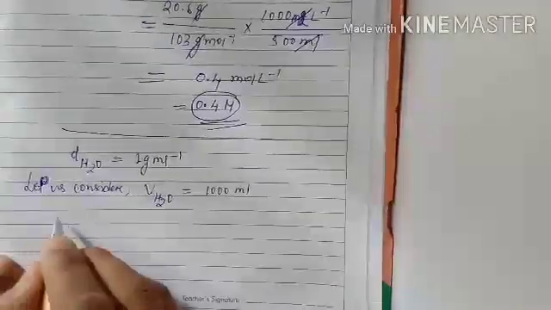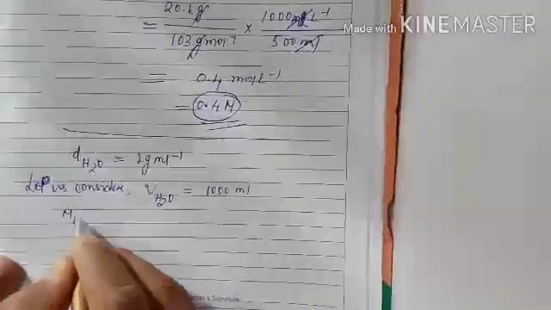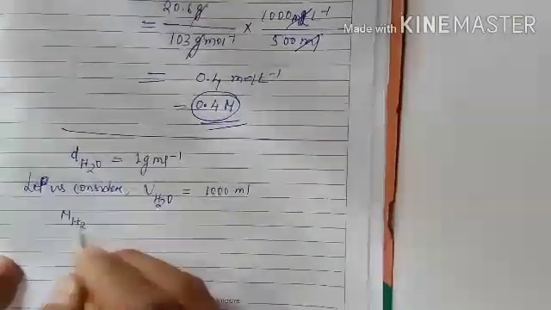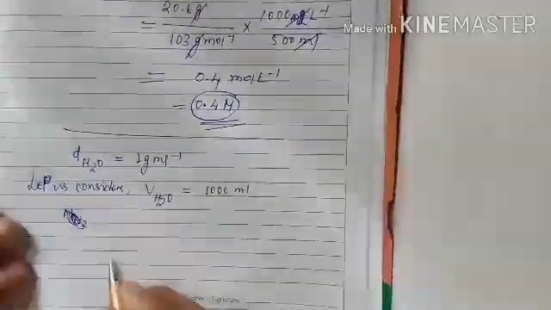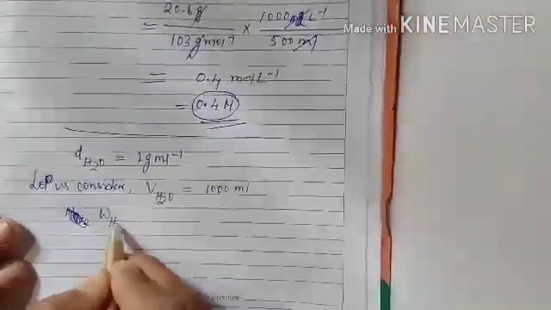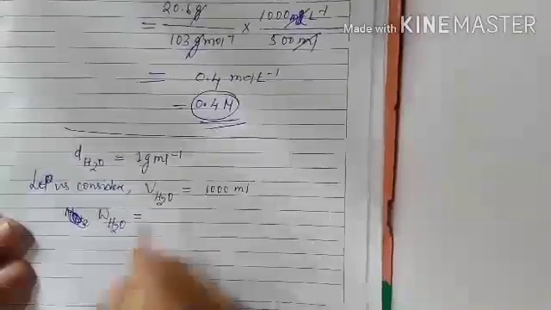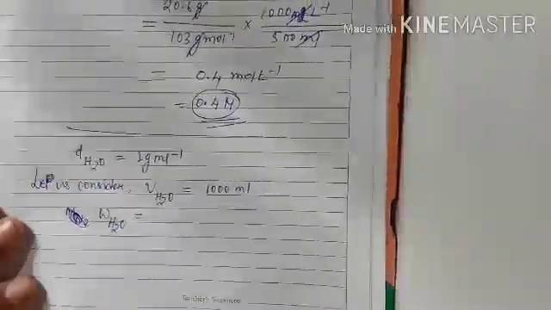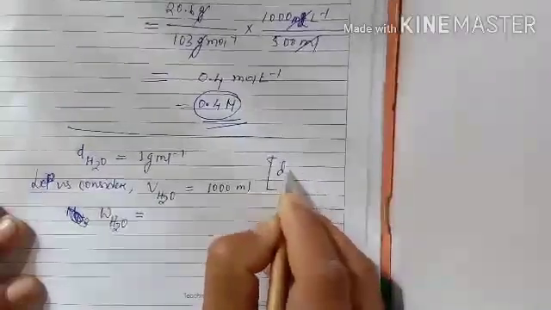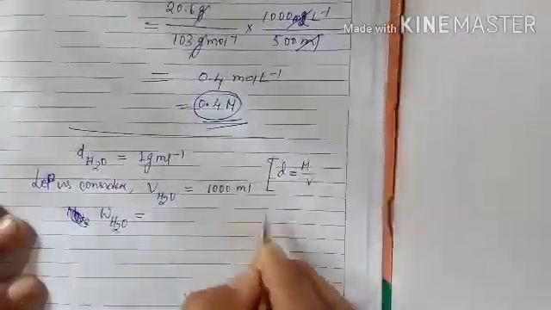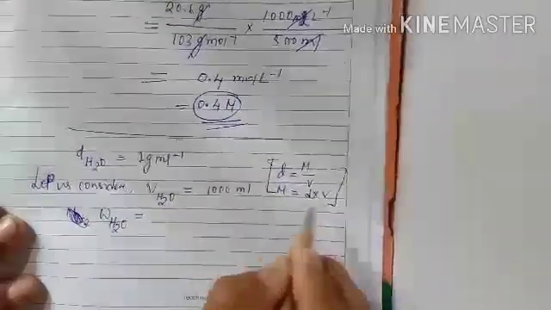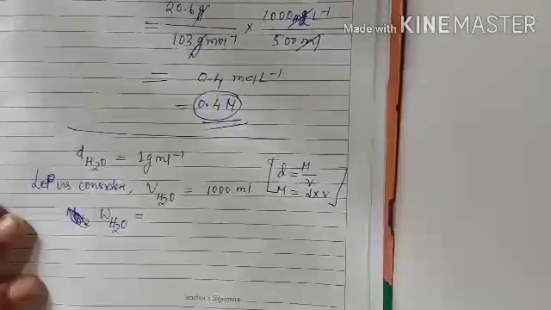So we have to find the mass of water first. Molar mass we already know, 18 gram. So for the mass of water, that means H2O, we already know the general formula: density equal to mass by volume. So mass will be density into volume. This formula we use here to find the mass of water.